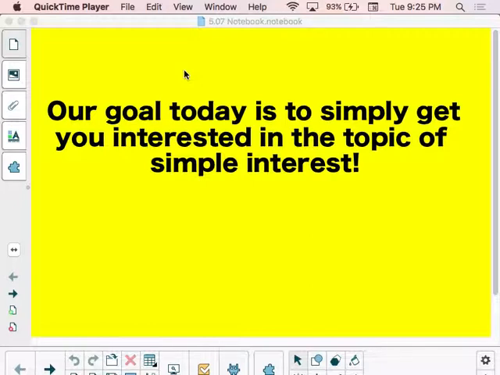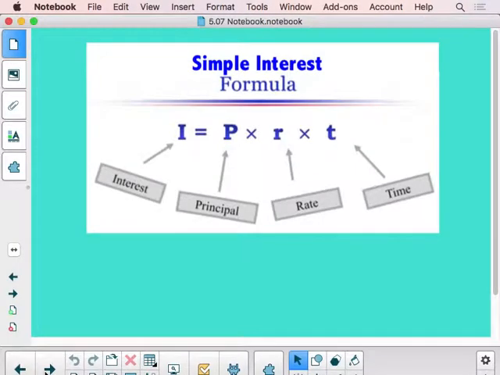Our goal today is simply to get you interested in the topic of simple interest. No pun intended. The simple interest formula: we're trying to calculate interest. Interest is the amount of money you're given by the bank if you save money in the bank and they're able to use it to loan out to other people. But also, interest is what you'll have to pay to the bank if you borrow money to use.